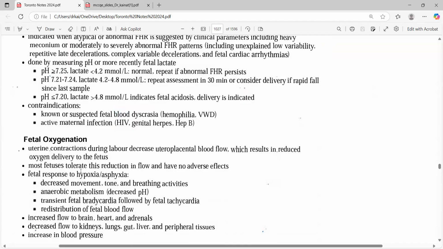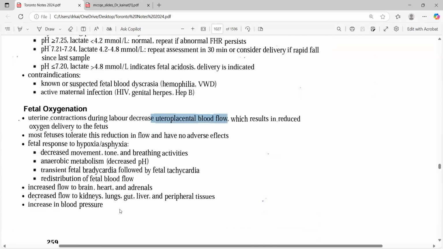Fetal oxygenation, we already discussed. Fetal oxygenation is one of the things where the uterine and placental blood flow is disturbed, so that's why it's happening. Fetal response to hypoxia: decreased movement, tone, and breathing activities, gasping movements, fetal bradycardia could be there, and fetal blood flow is redistributed. Mainly the effect is going towards the heart.